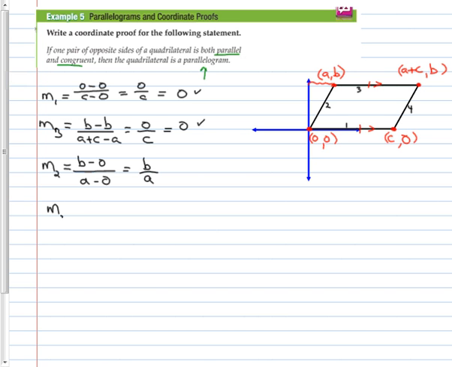How about the slope for line 3? I'm going to take y sub 2 minus y sub 1, B minus 0, over x sub 2 minus x sub 1, A plus C minus C. What's my numerator? B. How about down here? A. C minus C, those cancel out. Do they have the same slopes? We've got a parallelogram. Both pairs of opposite sides are parallel to each other. We know, yes, we do have a parallelogram by doing that.